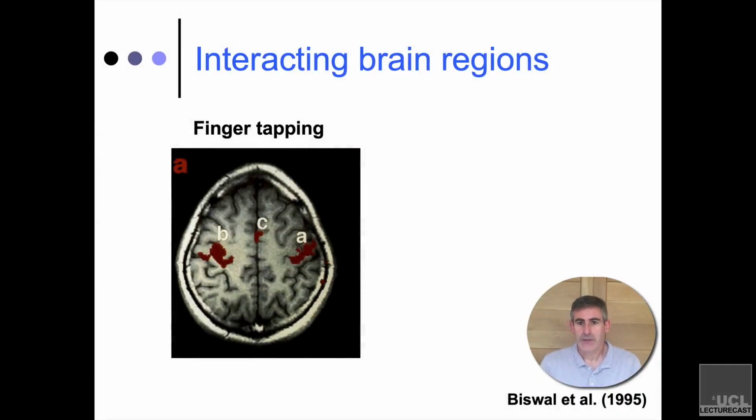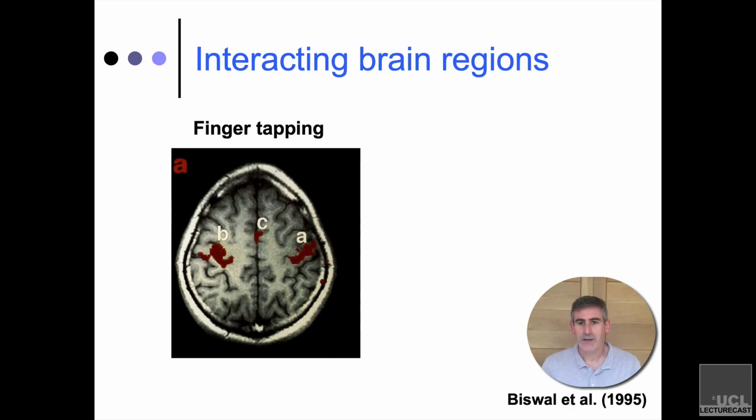The third example that I want to talk about is this idea that brain regions aren't really working by themselves. They're, by their very nature, interacting with one another. And those interactions are a really important part of the information processing that happens in your brain. So this is a really fantastic and engaging study that Biswal did back in the mid-90s.